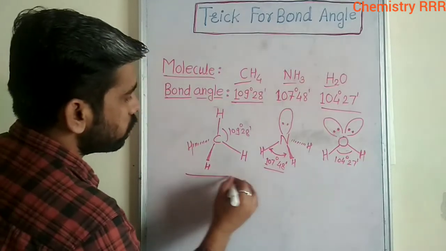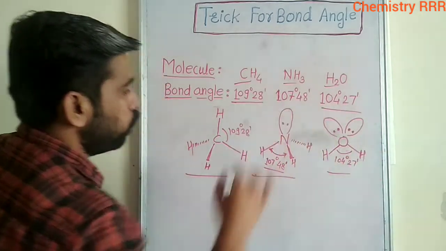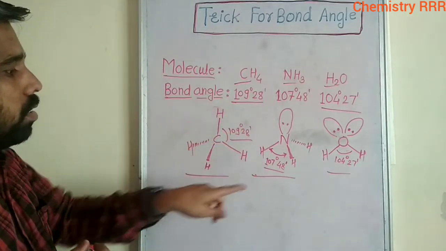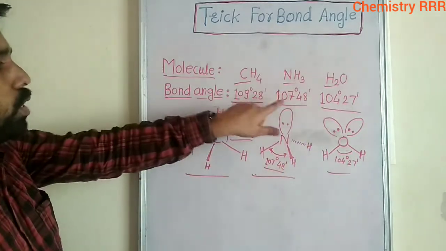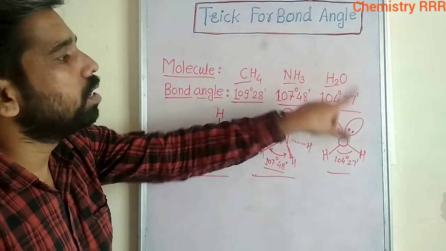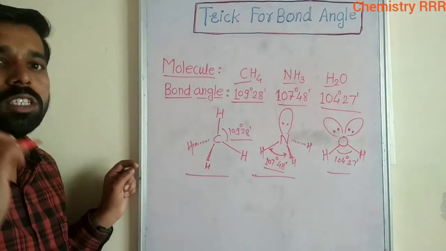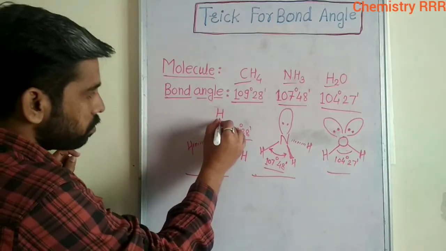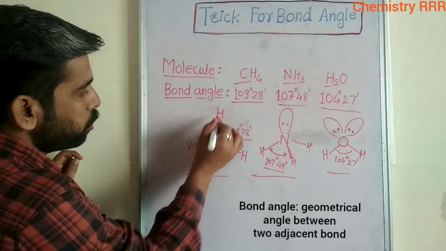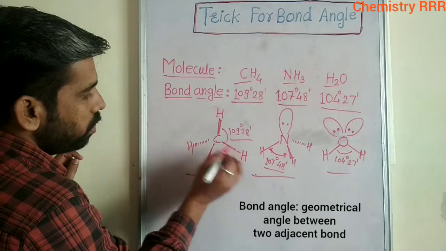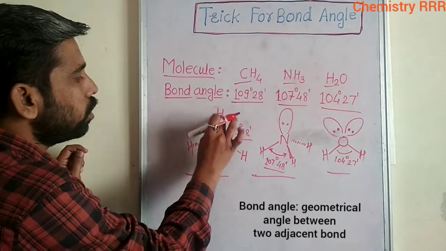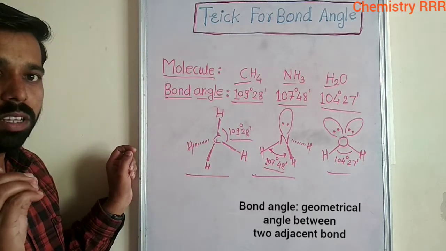This is the structure of methane, ammonia and water molecule having the bond angles 109 degree 28 minute for methane, 107 degree 48 minute for ammonia, and 104 degree 27 minute for the water molecule. The bond angle means the geometric angle between two adjacent bonds. Here, hydrogen, carbon and carbon, hydrogen. It's nothing but the bond angle.